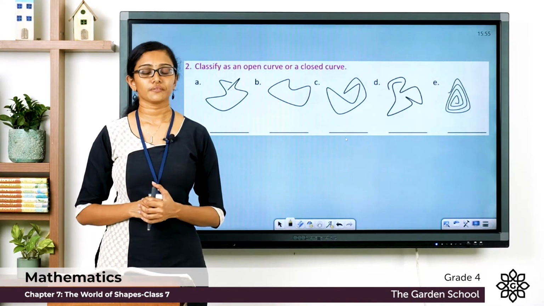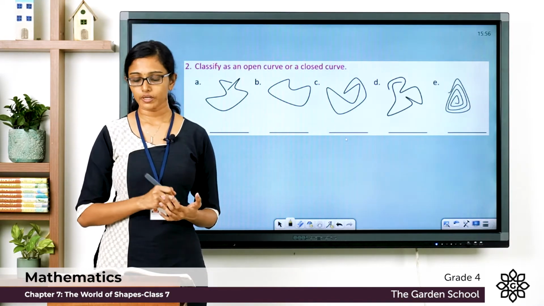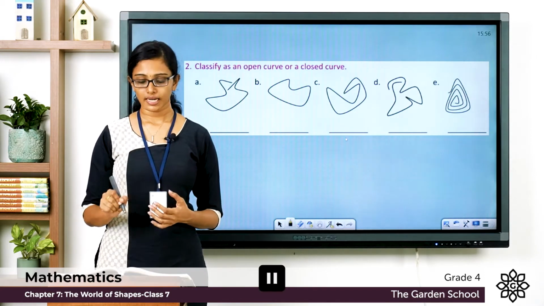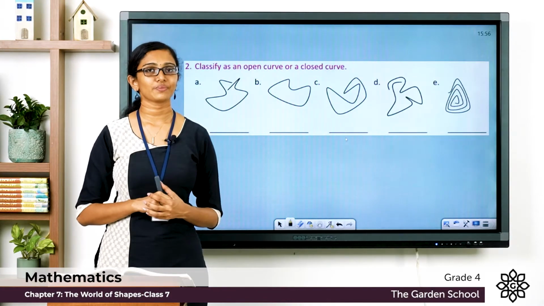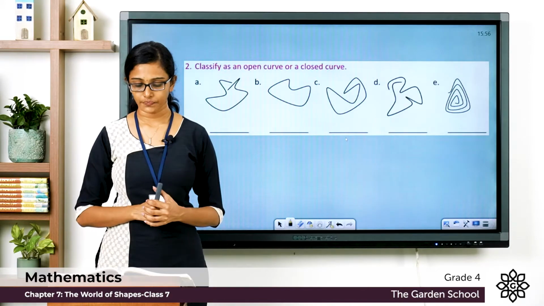So here you have a set of 5 questions or 5 figures. You have to identify each of them as open or closed. Do this as an activity now. Please pause the video, identify each of the curves given here and then come back. Hope you're done with that. Now let's see which one is open and which one is a closed curve.